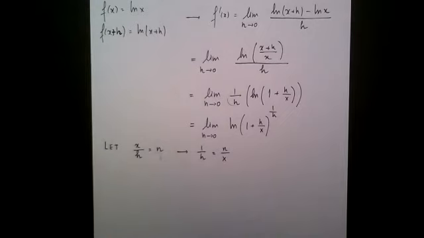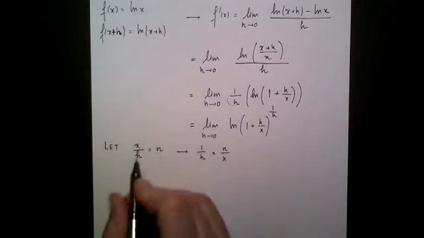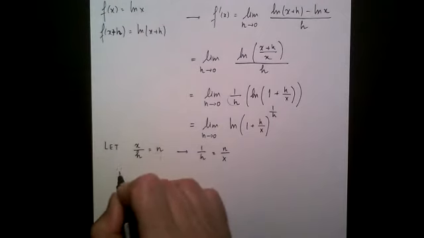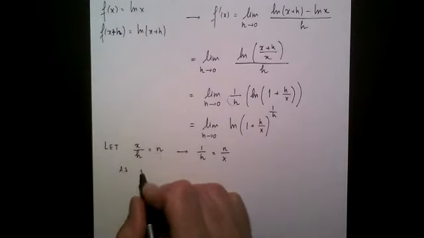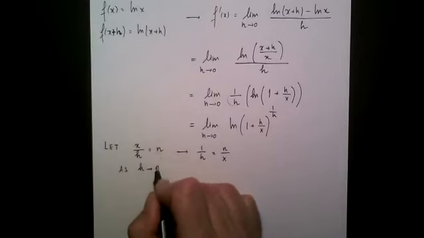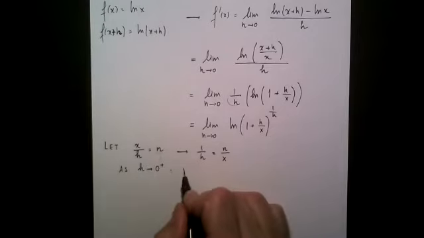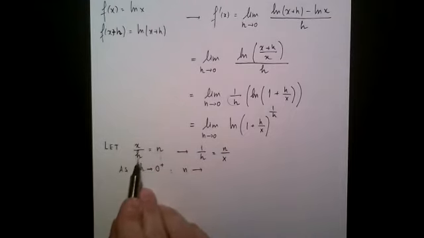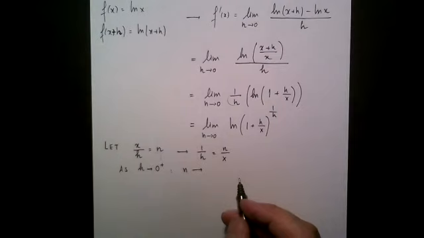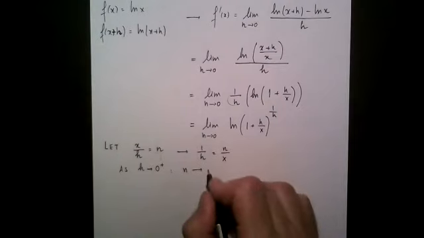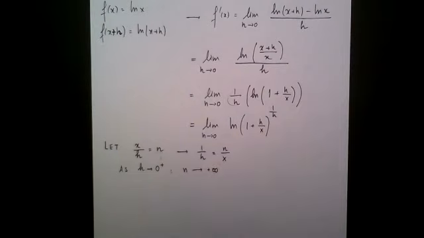Okay, so look, what does this bring to me? As h approaches 0 from the right side, then n is approaching x over 0 plus, which is approaching positive infinity. Do you have any questions?